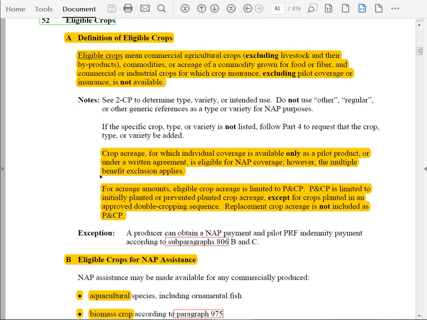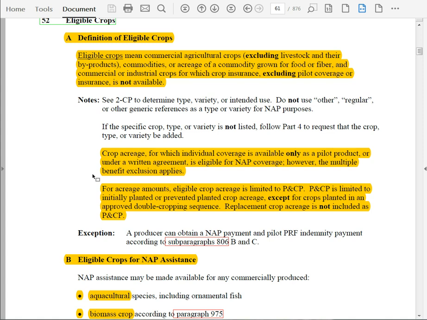This next bit has a lot of jargon packed into it. P and CP means planted and considered planted acreage. It's saying that the loss can only be paid for the initially planted crop on given acreage. The exception here is if the county is approved for certain double cropping scenarios. We'll also cover double cropping later, but for now, the important concept to understand is this. If a producer plants a crop, say pumpkins, which is destroyed by a flooding event in July, we will not cover a second crop planted on that same acreage.